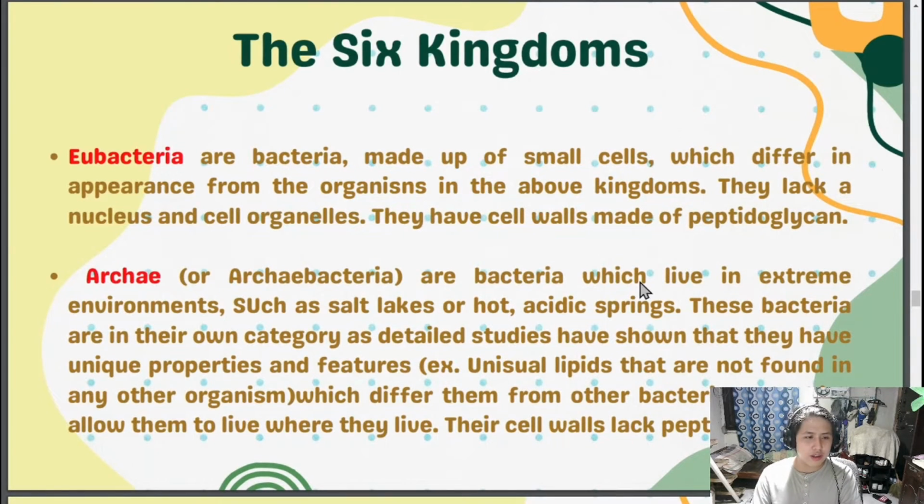So, susunod ay Archaea or Archaebacteria, are bacteria which live in extreme earth environments such as salt lakes, or hot, acidic springs. These bacteria are in their own category, as detailed studies have shown that they have unique properties and features. Example, unusual lipids that are not found in any other organism, which differ them from other bacteria and which allow them to live where they live. Their cell walls lack peptidoglycan. So, napaliwanag ko na rin ito dun sa 3 domains.